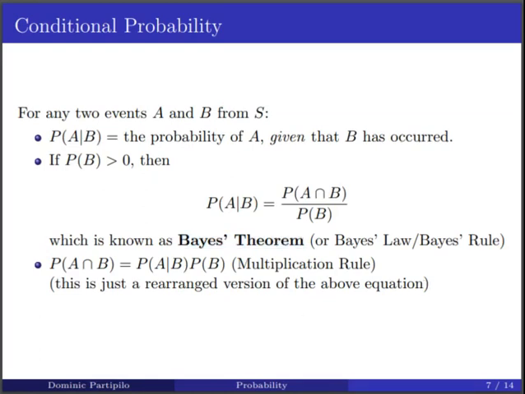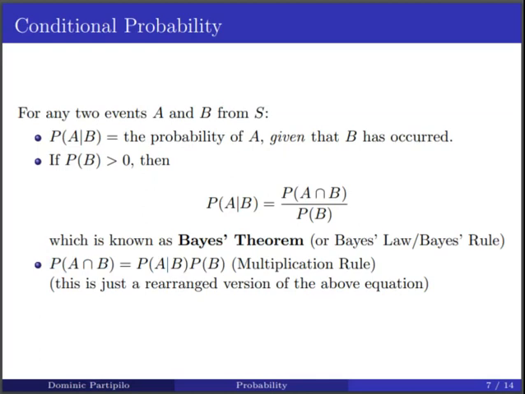And then down here, we have a multiplication rule, and realize that this is just a rearranged version of what's above here. But the reason why I'm including this is because it's a little bit more intuitive to see. So if you look at what's going on here, this is the probability of A intersect B, which is the same thing as saying the probability of A and B.